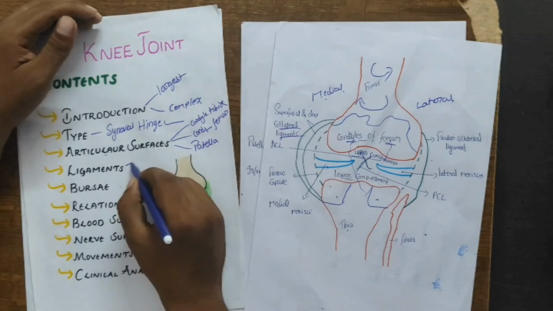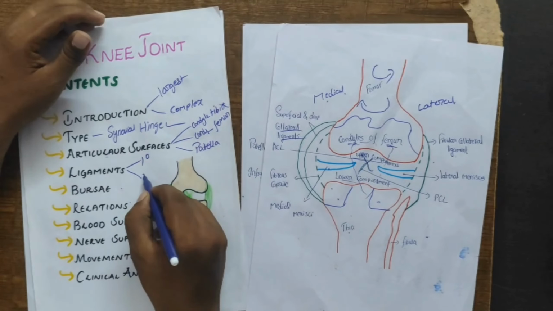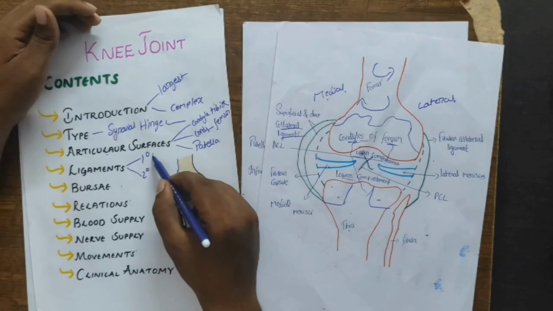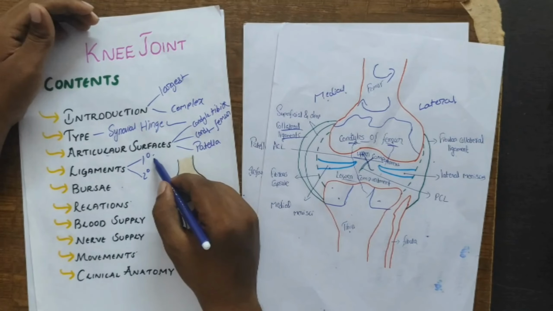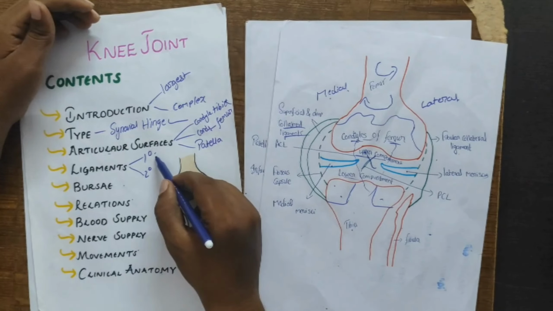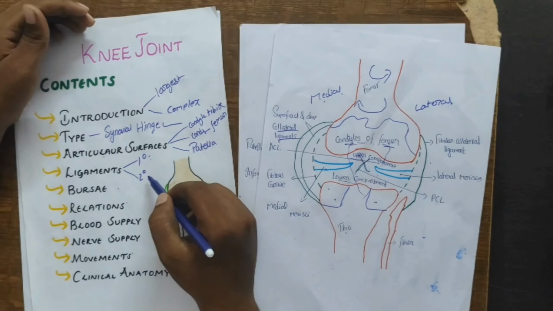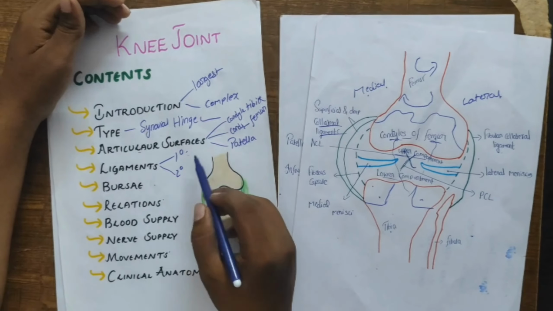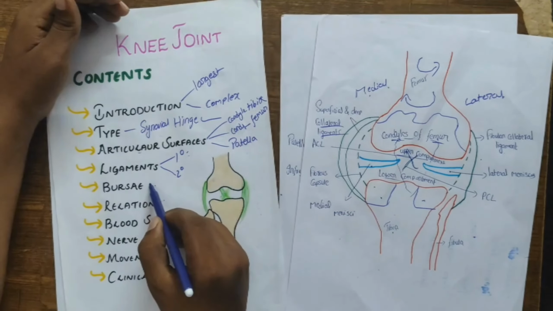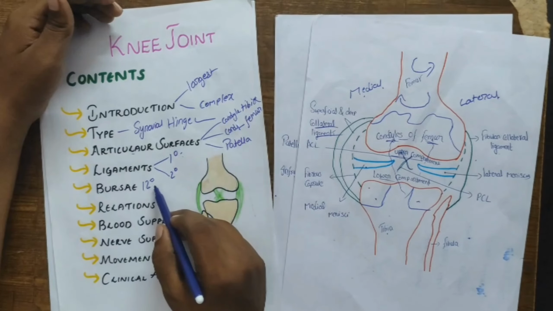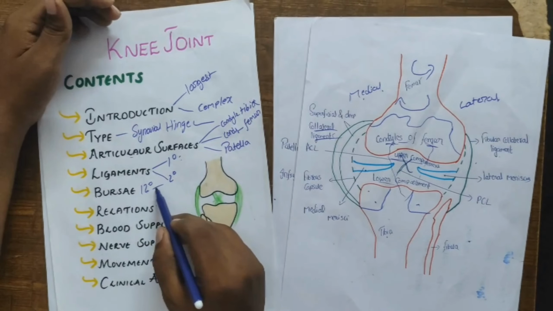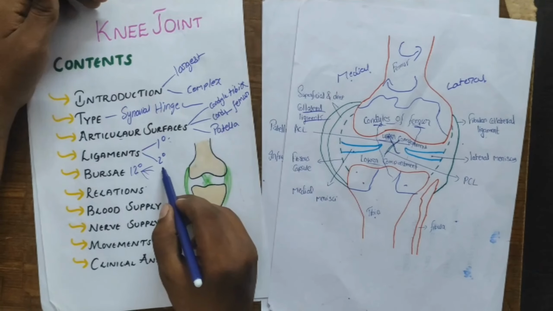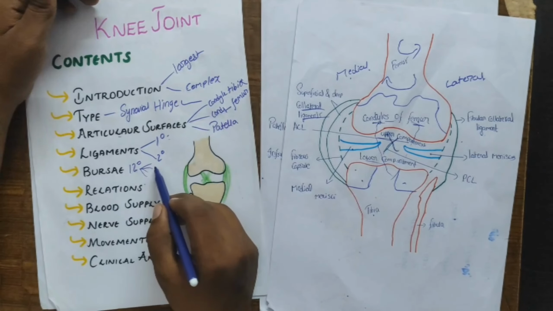Coming to the ligaments, there are primary and secondary ligaments. Primary ligaments are fibrous capsule, ligamentum patellae, anterior and posterior cruciate ligaments, tibial and fibular collateral ligaments. Secondary ligaments are transverse ligament, coronary ligaments, oblique popliteal ligament. Coming to the bursae, there are 12 around the knee joint, and at least we have to mention 4, like subcutaneous prepatellar, subcutaneous infrapatellar.